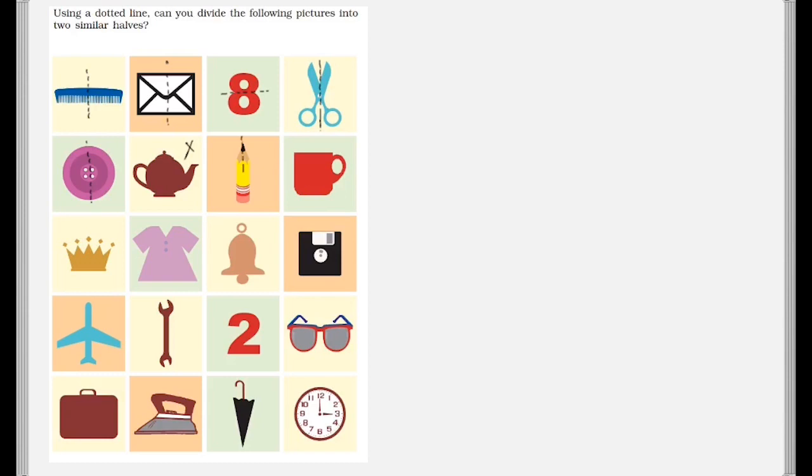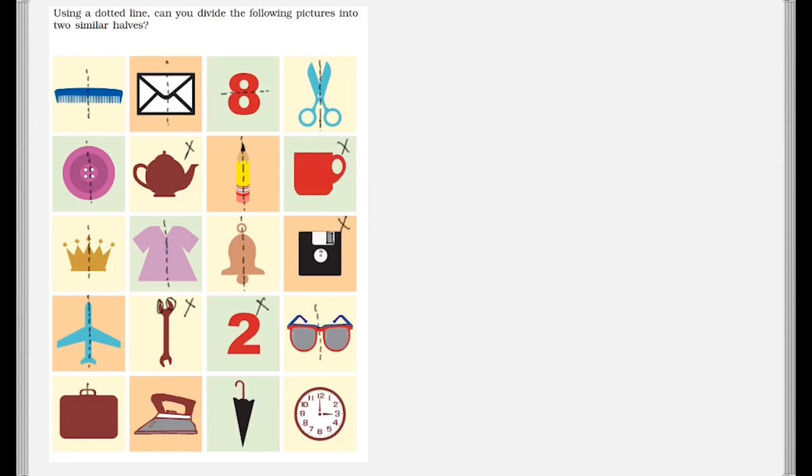But a pencil you can divide like this, not possible in a cup. The crown we can divide like this. The dress also we can divide like this. The bell can also be divided, but the floppy cannot be divided because there is this pattern which won't be there. The airplane can be divided, but this screw jack won't be divided because the length of both these sides are different. Number 2 is also not possible to divide, but these glasses can be divided.